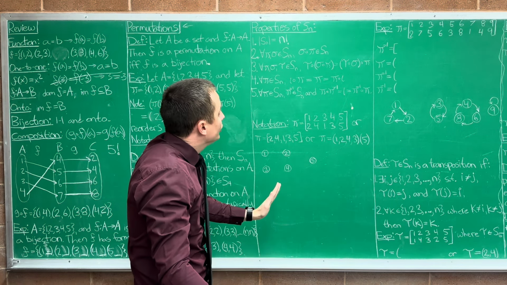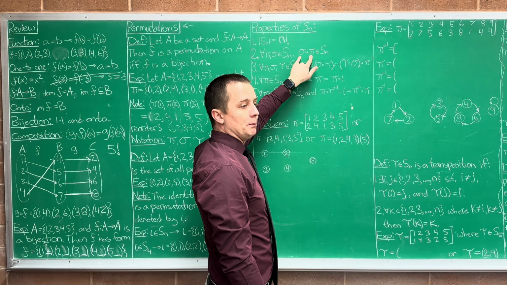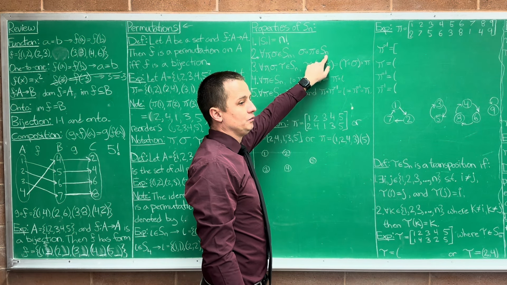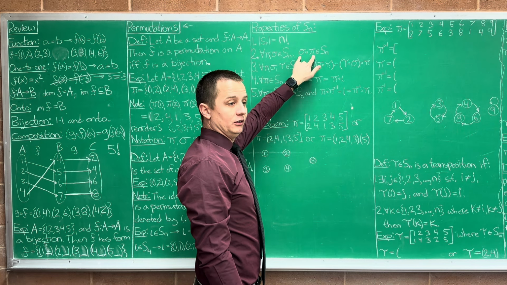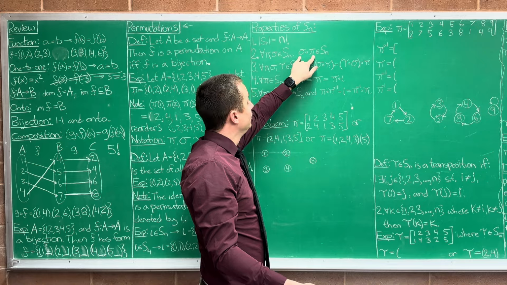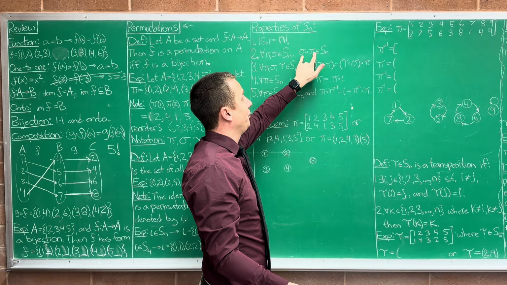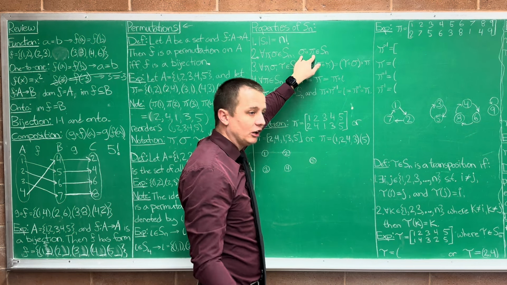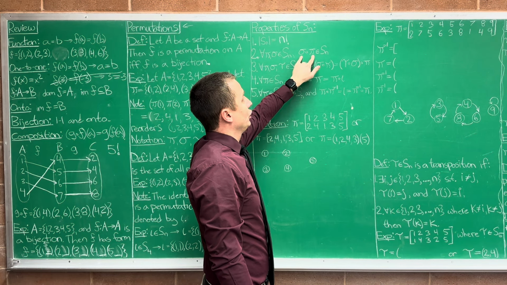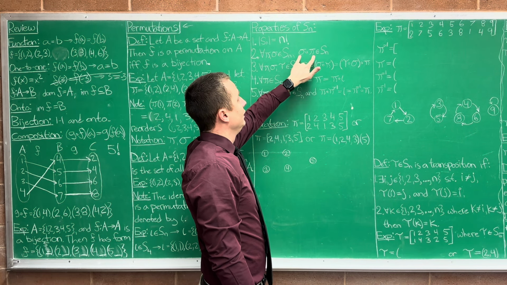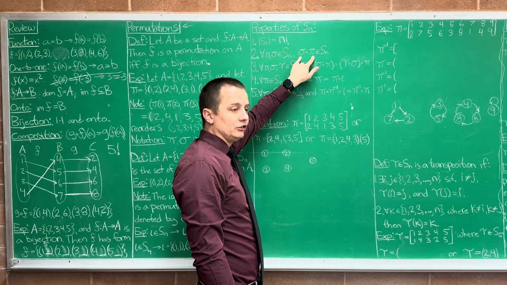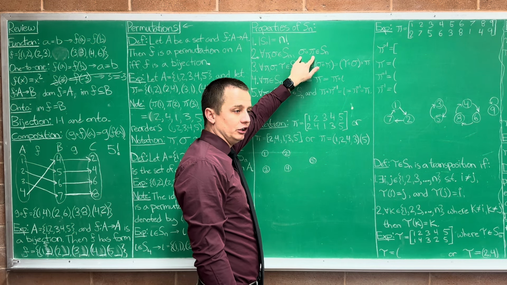Now, how could we quickly validate that? How would we validate that their composition is in S sub n? We need to show that their composition is 1 to 1 and onto. It's a bijection. A bijection composed with a bijection on the same set is always just a bijection on that set. You did, as one of your homework problems, prove that if you compose together two 1-to-1 functions, then the result is 1 to 1. Right?